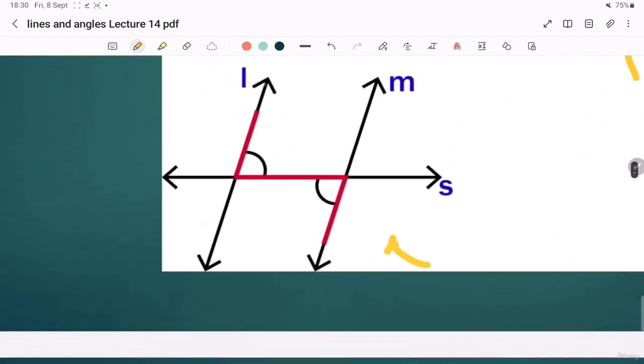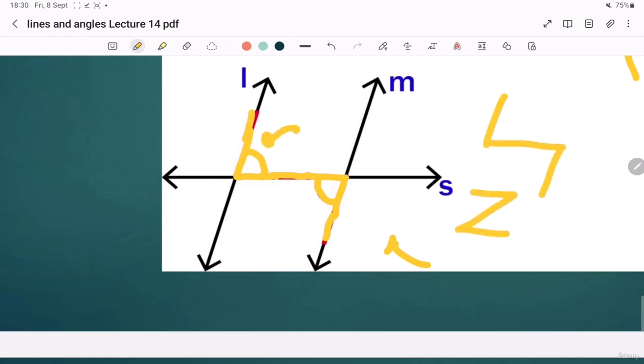Now see in this figure, L and M are two parallel lines and this is the transversal. This angle is like this and this angle is like this. Now join them, again you are getting something like this. So this is the letter Z. Therefore these angles are alternate interior angles.